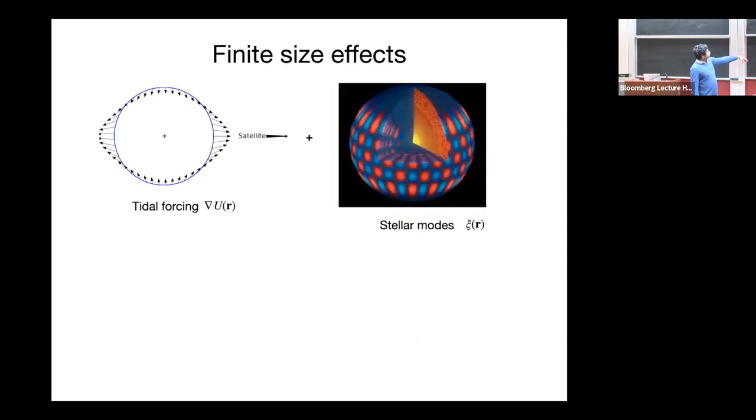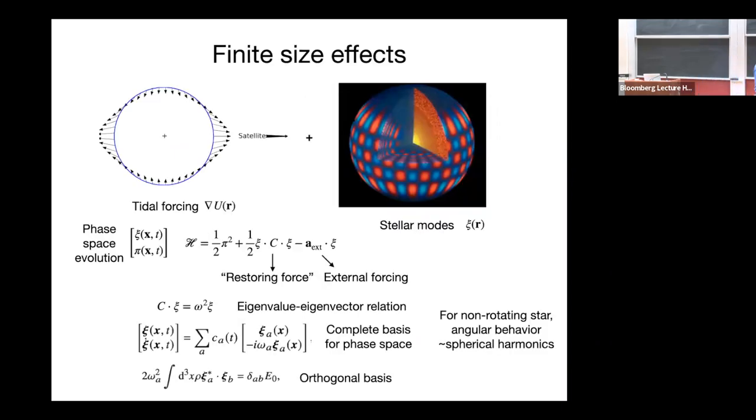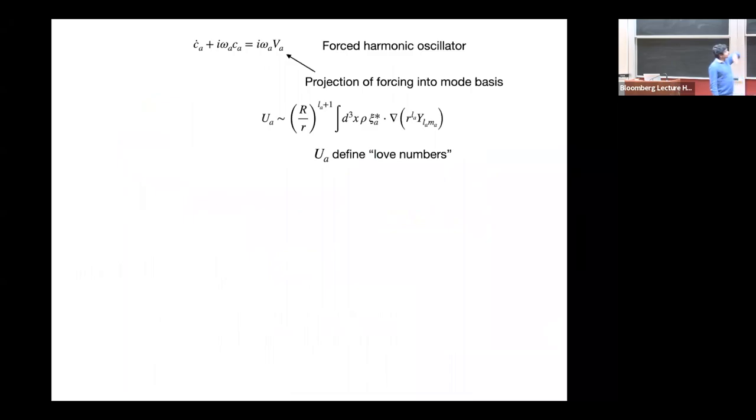So, with this mode expansion in hand, you can write down the equation for the evolution of the phase space and then decompose it in terms of these modes, and then you get just an equation for forced harmonic oscillators. The C are the coefficients of the phase space expansion, and C dot plus i omega C is equal to a driving term. You can think of the driving term as the projection of the forcing term into the basis of the modes. This driving term depends steeply on the distance between the stars as 1/r³ for the lowest order ones. It has some angular terms in general, but the angular terms don't matter for the lowest order ones. The coefficients are all the same for the lowest order.